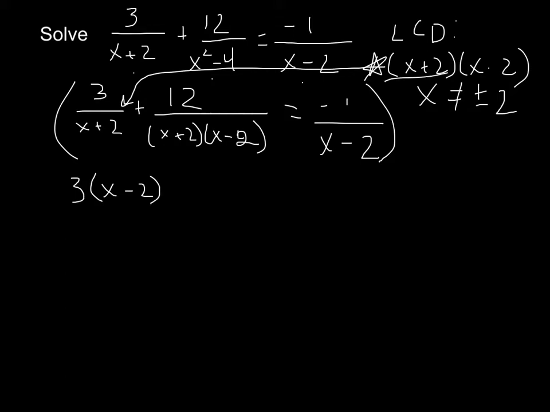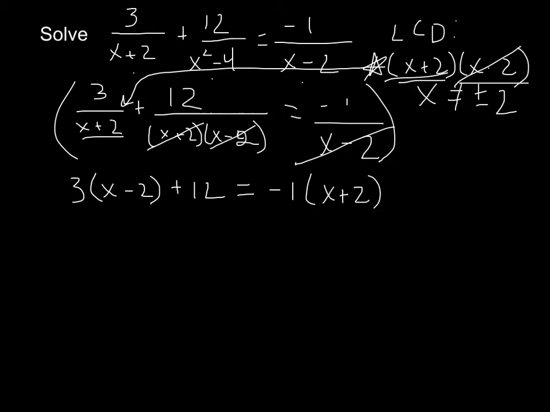Again, top to bottom, the x plus 2 cancels with that x plus 2. Plus, I have 12, and the least common denominator of x plus 2 times x minus 2 cancels with this entire denominator, so I'm left with just 12, which equals negative 1 times my least common denominator. The x minus 2's cancel, and I'm left with negative 1 times x plus 2.